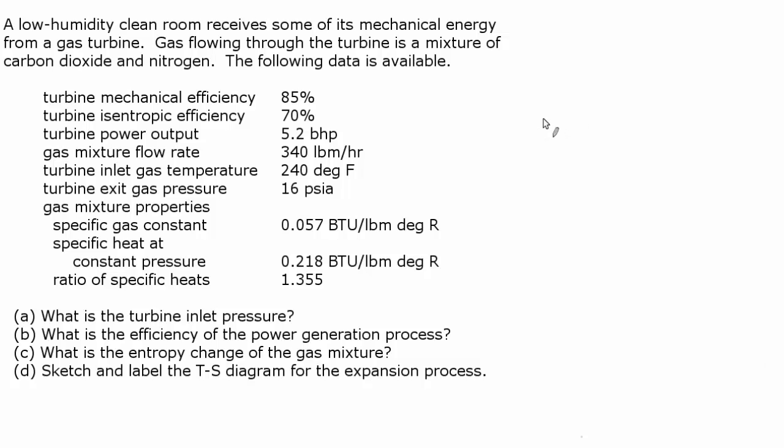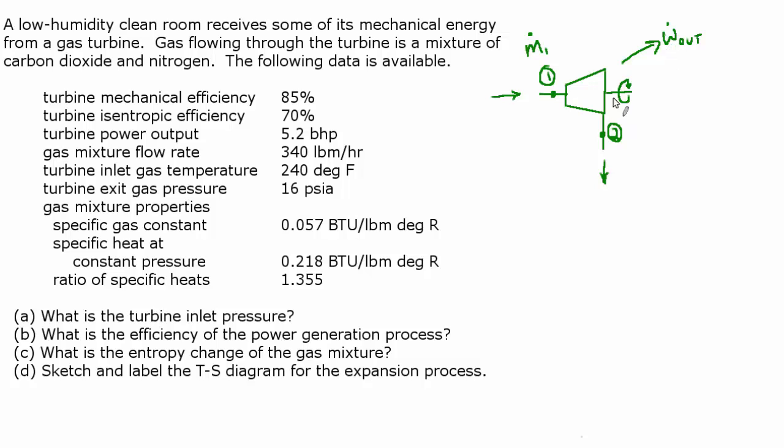So first, let's draw a little diagram of the expansion process. Essentially, we have a turbine. So what does a turbine really do? You have some mass flow rate in of high pressure gas, and then that gas goes through an expansion process and it comes out at a lower pressure and temperature. And the result of having gone through that process is that it's done some work. So some work comes out of this thing.